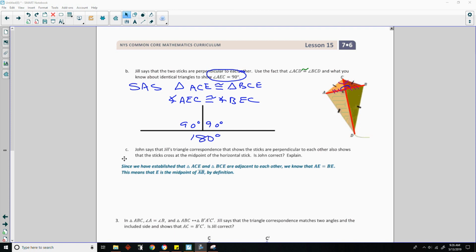So in answering this, we'd say, since we have established that the two triangles are congruent to each other, we know that AE is equal to BE. This means that E is the midpoint of AB by definition of midpoint.